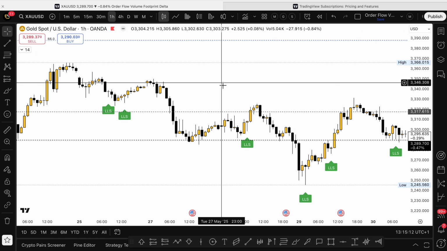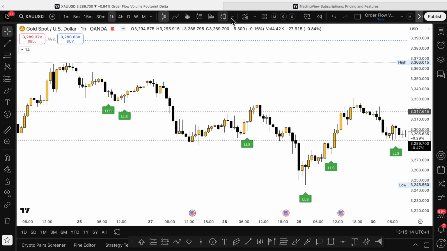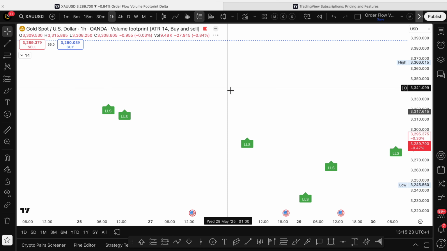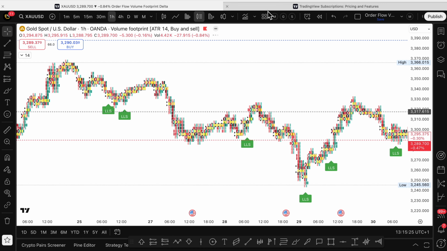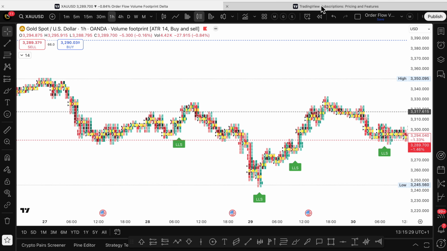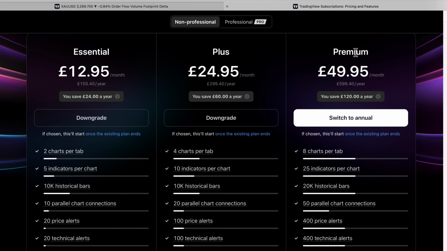So here on your TradingView, up here where you've got your candles, if you select the volume footprint here, if you do not have this feature, you are probably on a free version or a basic version of TradingView. You need the premium version. It is only £50 a month, and if you are serious about trading, this is basically one trade. Okay, that's the way you need to look at this.